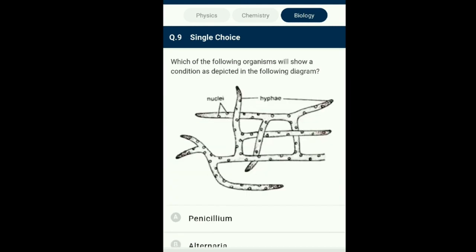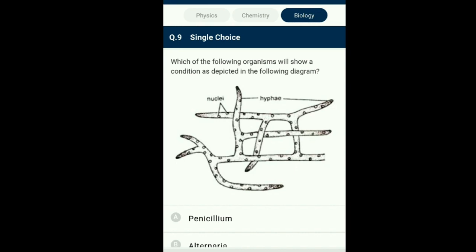Question number 9. Which of the following organisms will show a condition as depicted in the following diagram? The above diagram represents aseptate coenocytic mycelium. It is found in phycomycetes. The members of phycomycetes are found in aquatic habitats and on decaying wood in moist and damp places, or as obligate parasites on plants. Asexual reproduction takes place by zoospores, that is motile, or by aplanospores, or non-motile spores. These spores are endogenously produced in sporangium.